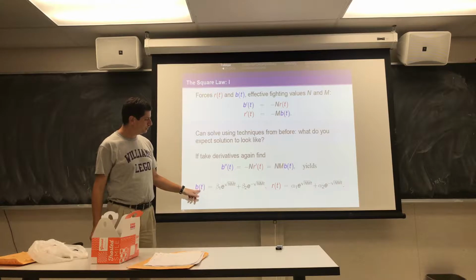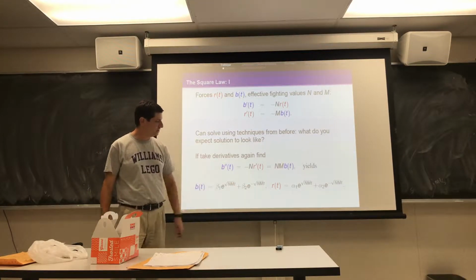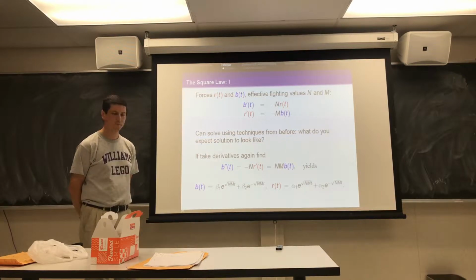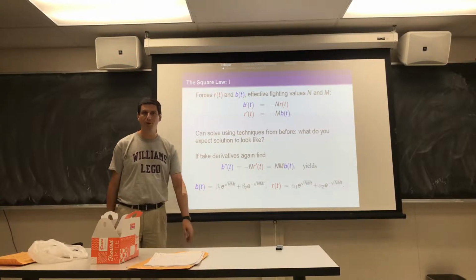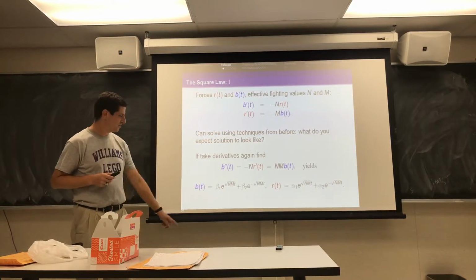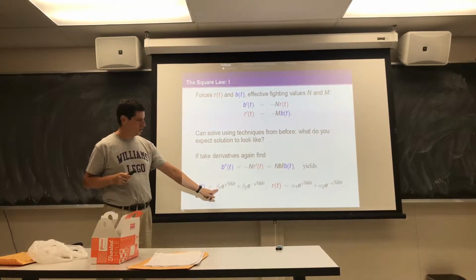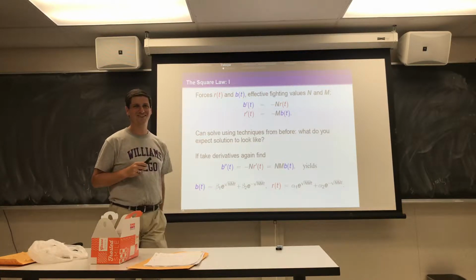The cardinality of the blue fleet is going to be beta 1 e to the square root of nm t plus beta 2 e to the negative square root of nm t. What can you tell me about these coefficients beta 1, beta 2? Yes? Beta 1's probably negative. No. You're close. Not negative. Between 0 and 1. Nope.